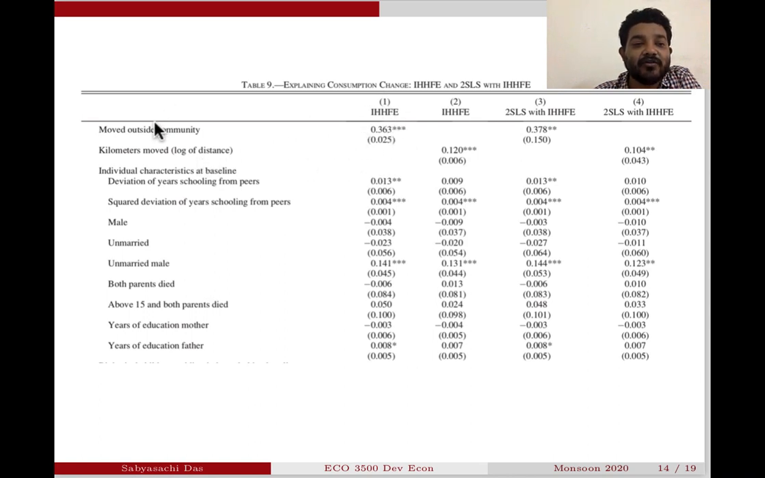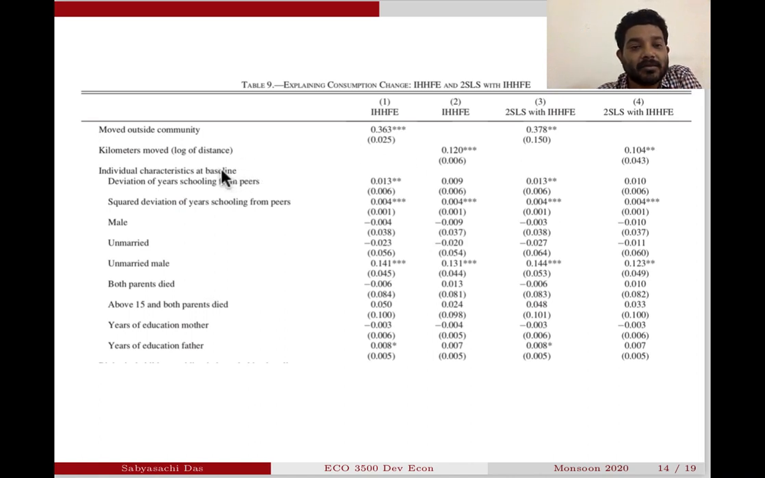Instead of using a dummy of whether you have migrated or not, in an alternate case, they use kilometers moved, which is in terms of log of distance. For those who don't move, the distance moved is zero. So basically, it's log of distance plus one. Then also, you find that this is a continuous variable. So every log kilometer increase in movement seems to have a positive effect on consumption.